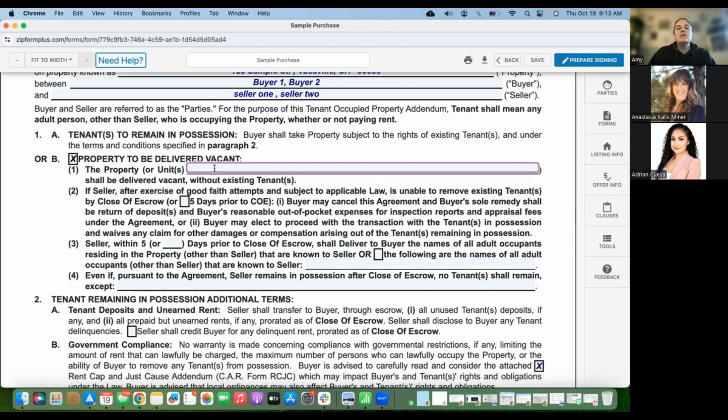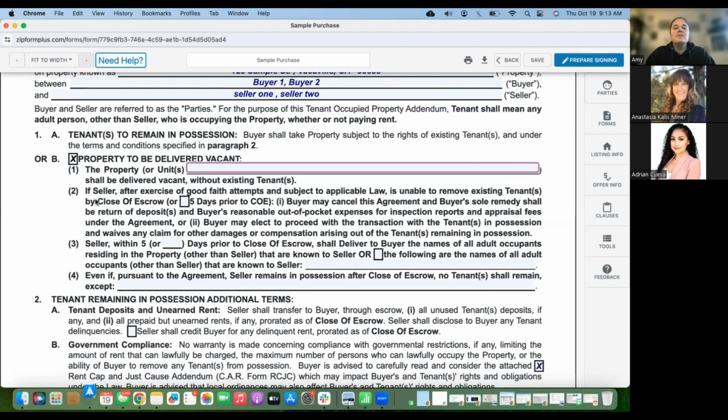Okay, so it could be that kind of 1 A and B apply, even though it says or. So if you have multiple units there, you would want to specify that. So the property or units shall be delivered vacant without existing tenants is B1.